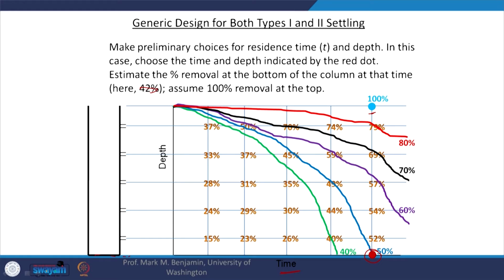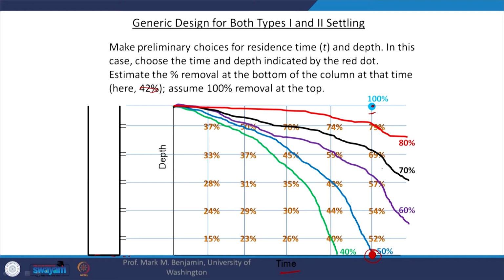So that's what we have, but I know that it's 50% at the relevant point of intersection here at the bottom, and let's say 100% at the top. But here you see that there are still particles with varying levels of removal, or at different depths we have different levels of removal. So how do I get the total concentration here?